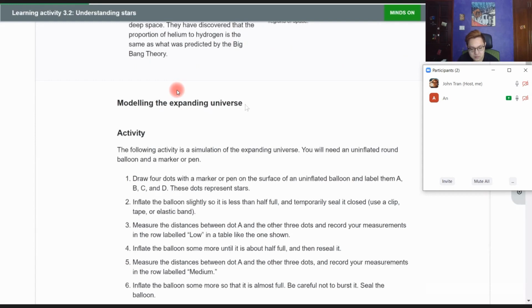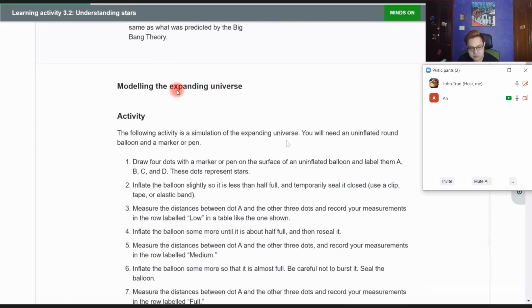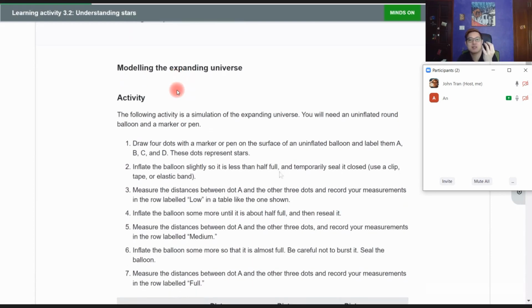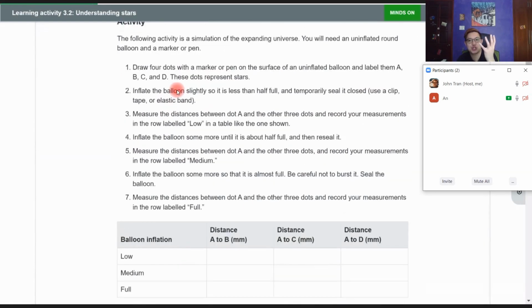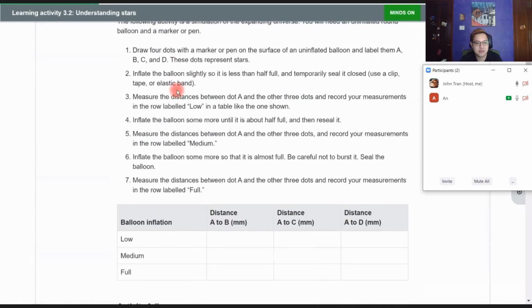Modeling the expanding universe. The following activity is a simulation of the expanding universe. Draw four dots with a marker or pen on the surface of an inflated balloon and label them A, B, C, and D. These dots represent stars. So as the balloon expands, you will see that the dots get further and further from each other, right?